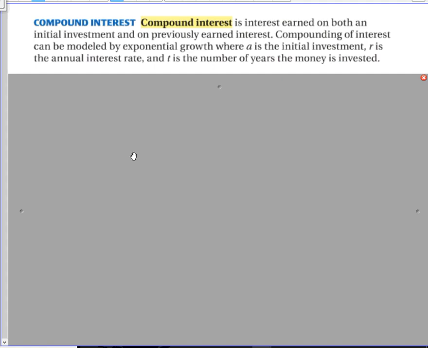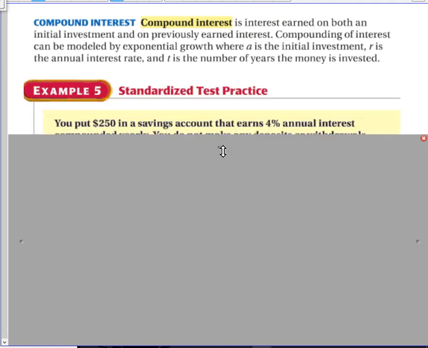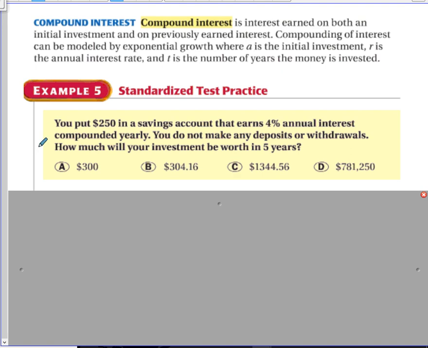All right. The last piece of information that I have for you today is talking about compound interest. Compound interest is interest earned on both an initial investment and on a previously earned investment. This can be modeled by exponential growth, where A is the initial investment, r is the annual interest rate, and t is the number of years. So I'm going to look at a problem here. It says you put $250 in a savings account that earns 4% annual interest compounded yearly. You do not take any deposits or withdrawals. How much will your investment be worth in 5 years?